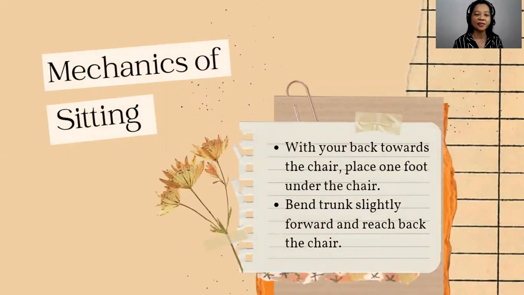So we also have this mechanics of sitting. So we draw back towards the chair, place one foot under the chair, bend the trunk slightly forward and reach back for the chair. So you're going to sit properly: bend the trunk slightly forward and reach back for the chair. Then you can bring your body backward so that your body is able to touch the chair.